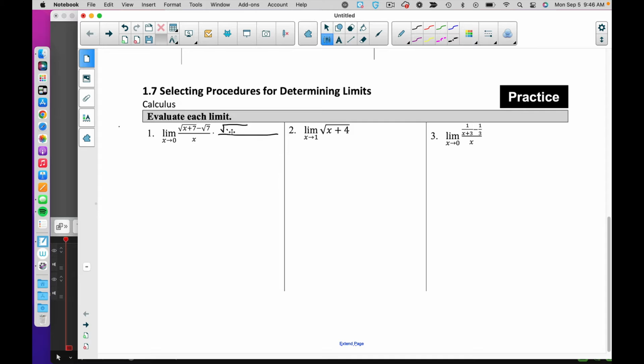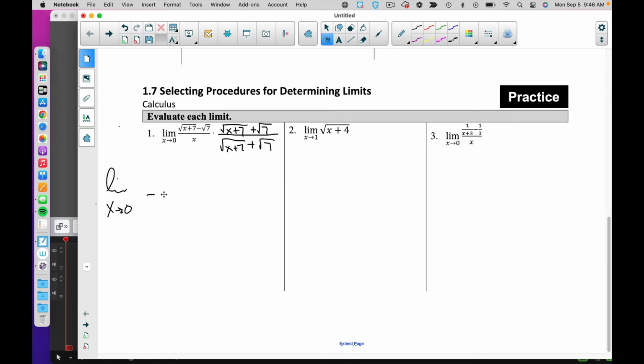The conjugate is the opposite. See how that's a minus root 7? I'm going plus root 7. And I have to do it to the numerator and the denominator in order to keep it equivalent. Now, I'm going to do a little rewrite. It's going to look like this.